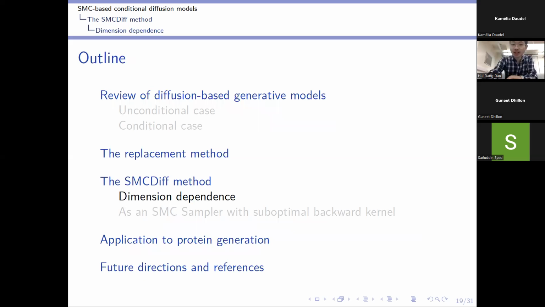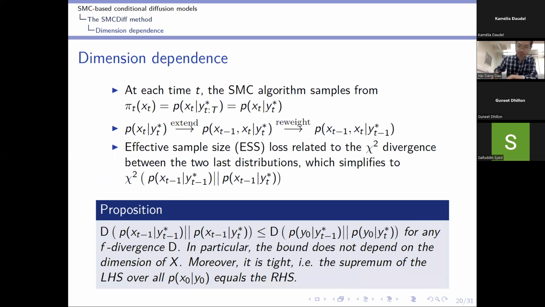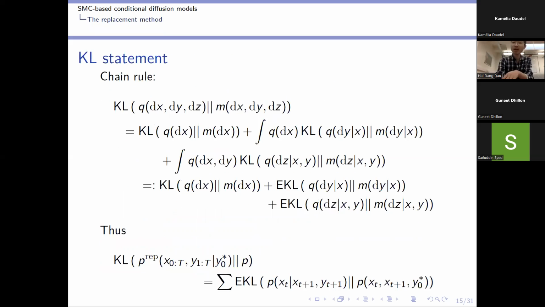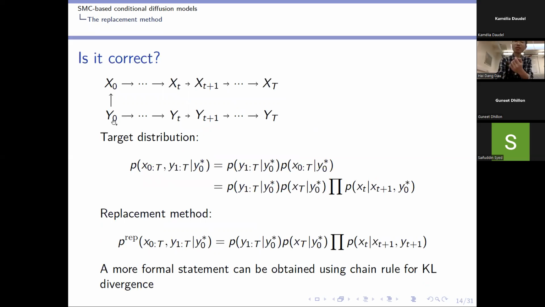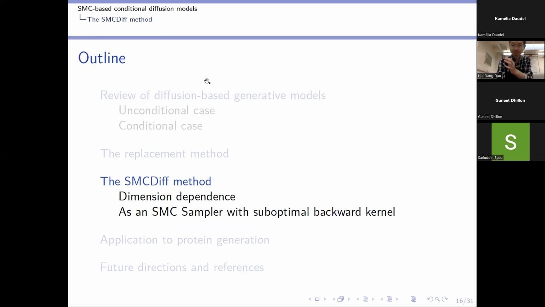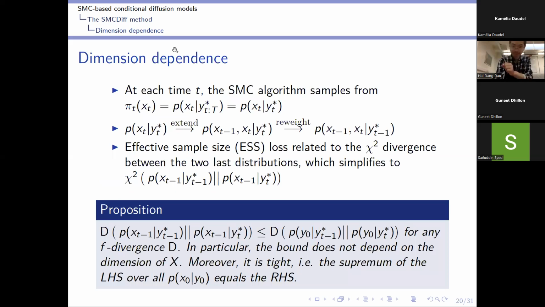Okay, so now I'll talk about something that is not in the article, but is interesting to know. Because what is happening with these kinds of models is that the way that you diffuse x0 and y0 independently creates a state space model with a very specific structure. And so at each time t, your SMC algorithm samples from p(xt | yt*), but in fact it is just sampling from p(xt | yt*).